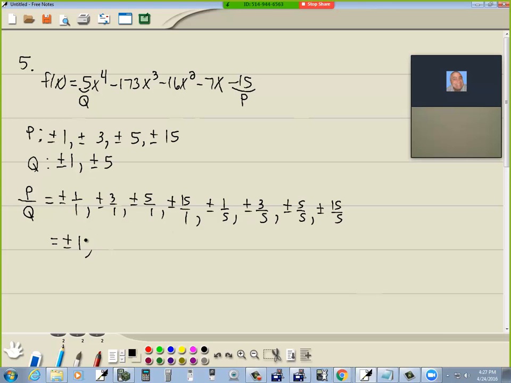Now 1 over 1 is 1, 3 over 1 is 3, 5 over 1 is 5, 15 over 1 is 15, 1 over 5 is 1/5, 3 over 5 is 3/5. Now 5 over 5 is 1. I already wrote 1 down. 15 over 5 is 3, and I already wrote 3 down. So this would be our answer.